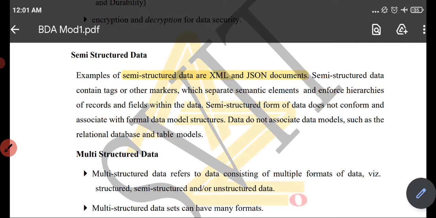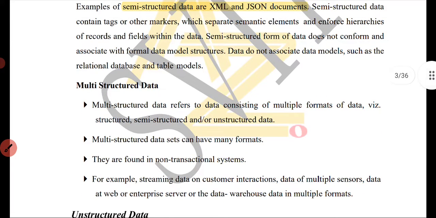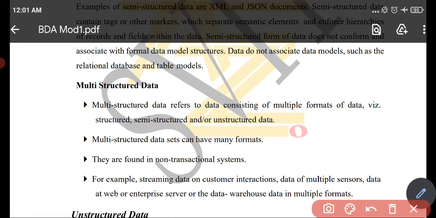And the next, multi-structured data. Here the data being generated belongs to different types of categories. That is, it may be structured, semi-structured, or even unstructured data being generated together, which is the multi-structured data.